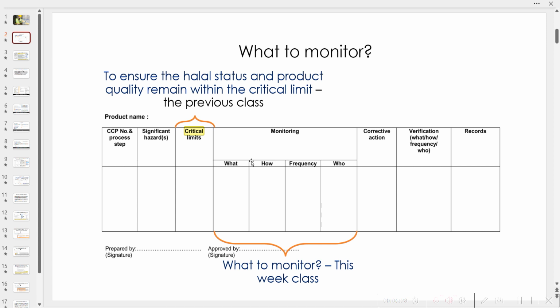Okay, so that activity, relocation of that affected product, is called corrective action, which is another column. The column that we are talking about today. This is just why you should do monitoring. How frequent depends on your operation.